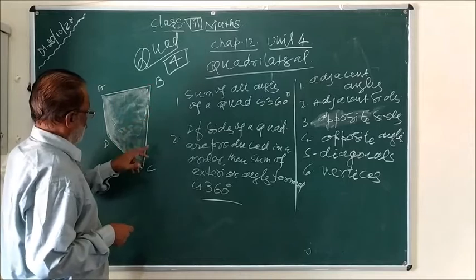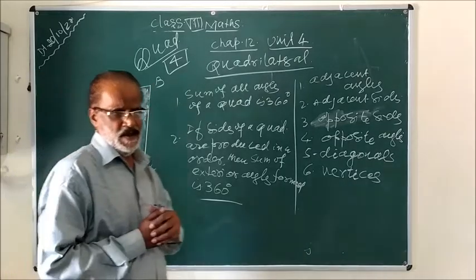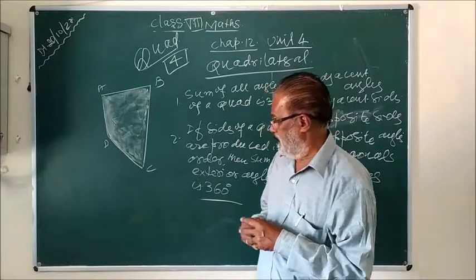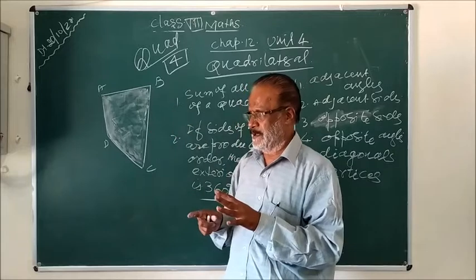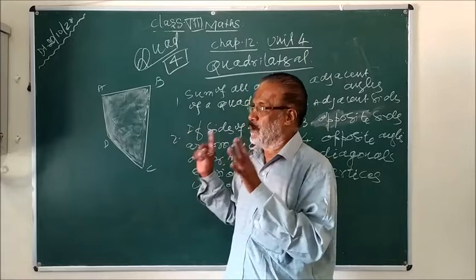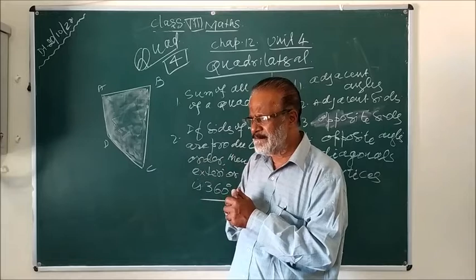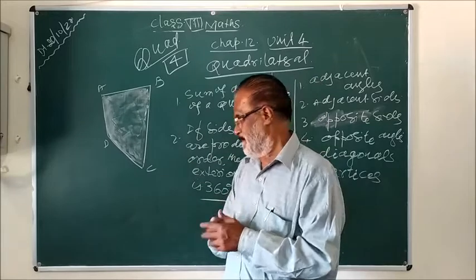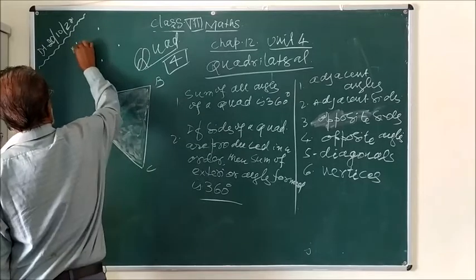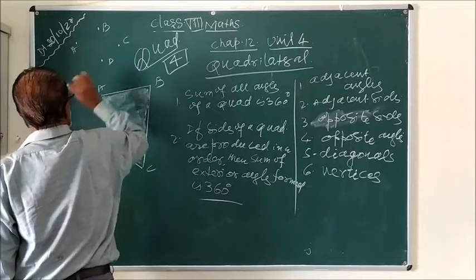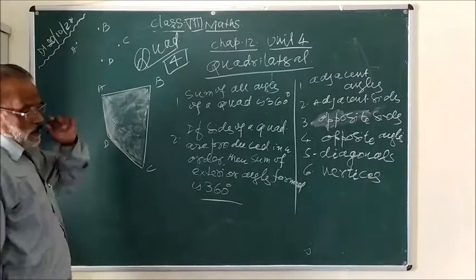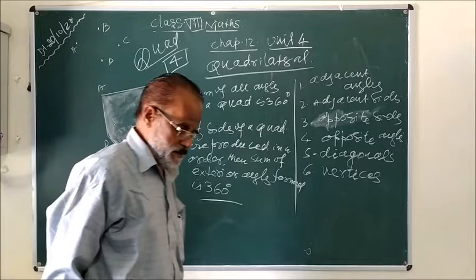If we take 4 points in a plane, and if no 3 points are in a straight line, and if we join them, you see, suppose 1, 2, 3, 4. These are the points A, B, C, D, and these are non-collinear points. These are collinear points and non-collinear points.